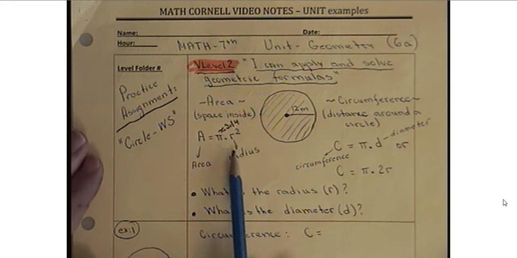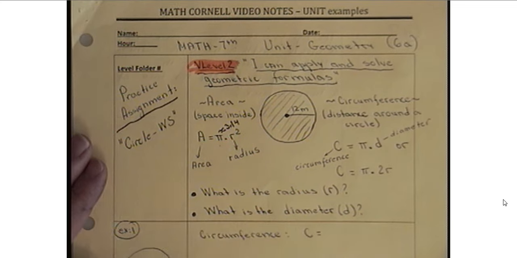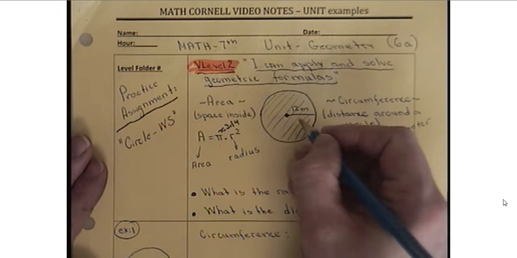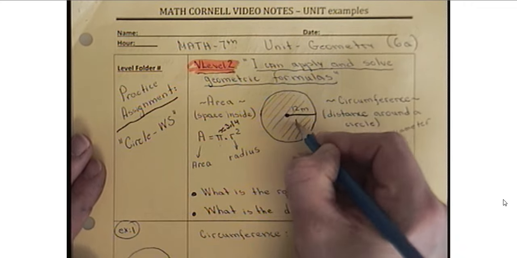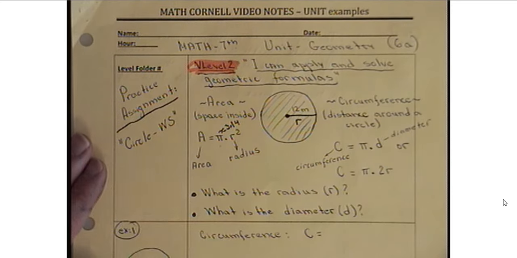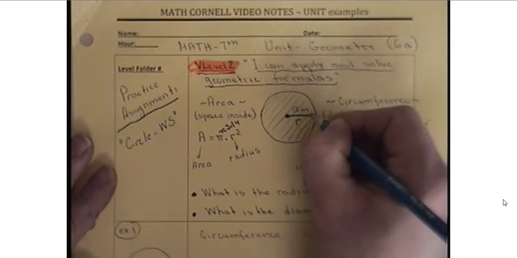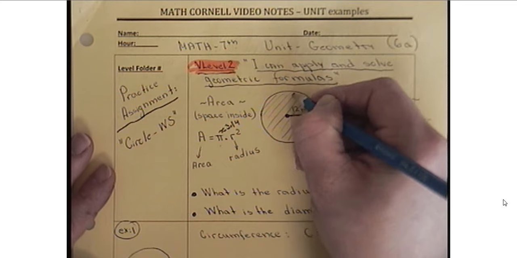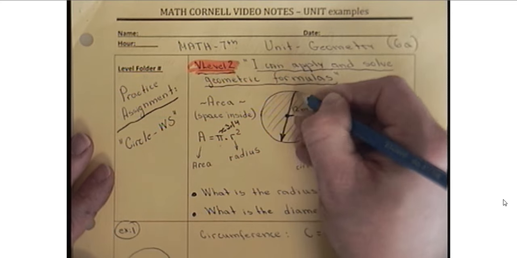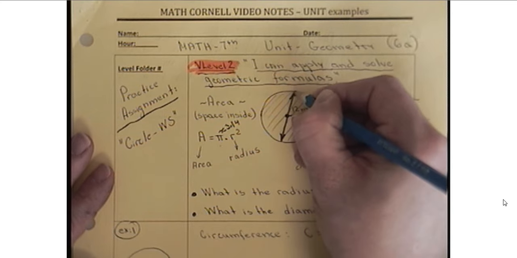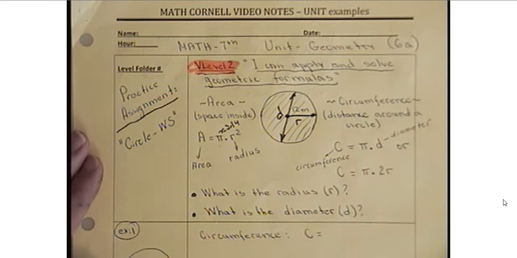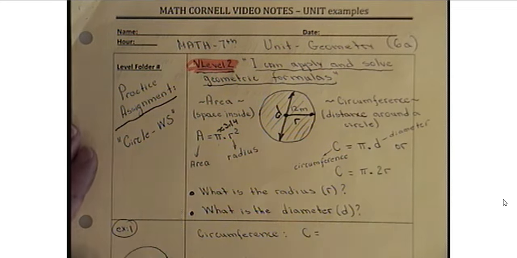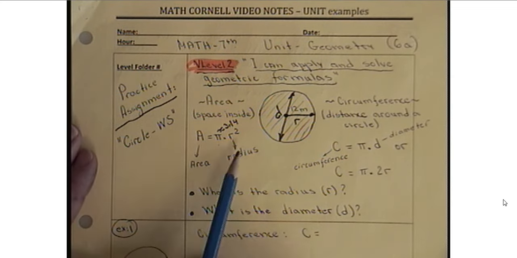R is the radius of the circle. The radius of the circle is when you have the center of the circle, and this half part is what we call the radius. Also, the circle has a diameter. The diameter of the circle goes from one point all the way across to the other point. This is the diameter of the circle. When we apply the area formula, you need to know the radius in order to calculate the area.